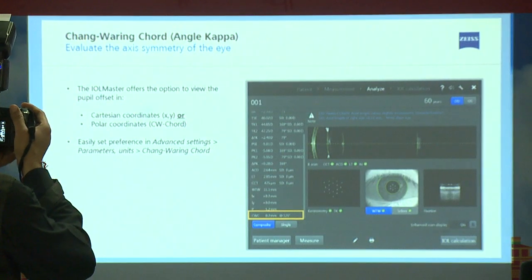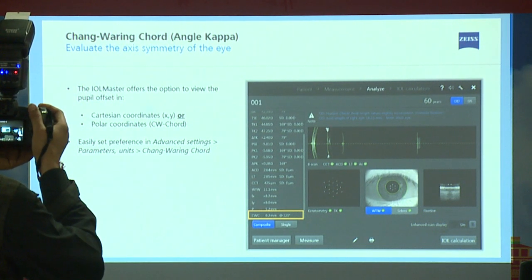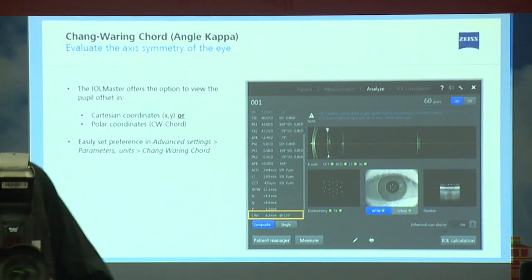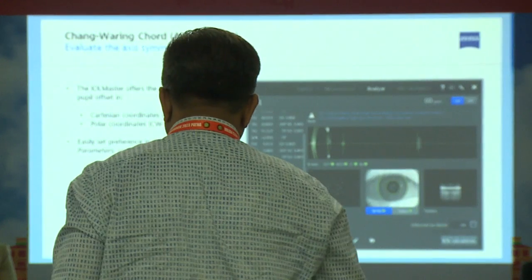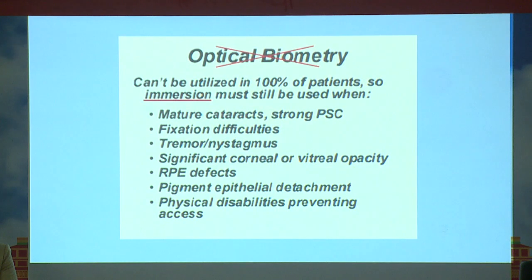Now, again this is the interface of the IOL Master 700 with Chang's varying chord. Here in the yellow box, the reading is seen. It must be less than 0.6. Then you should go for these multifocal or trifocal IOLs.